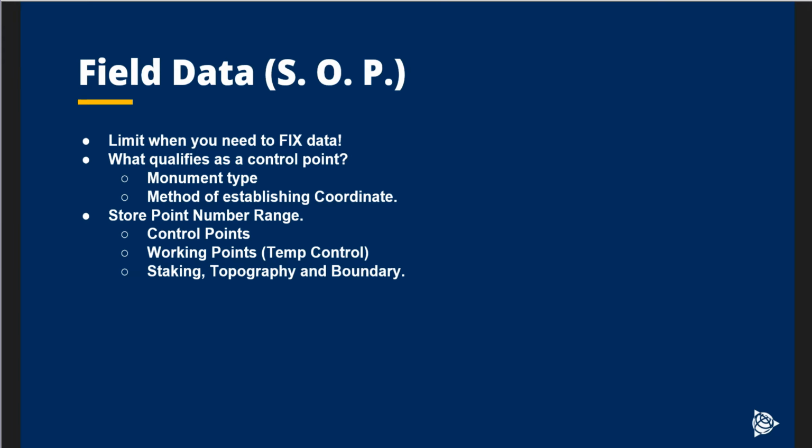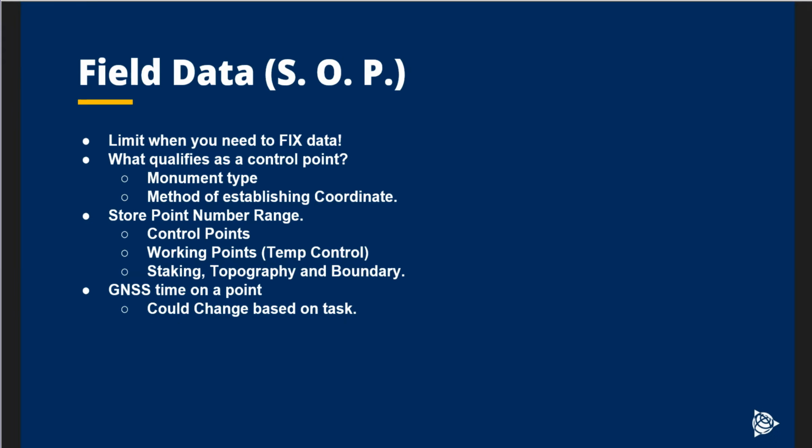The other thing in your SOP is data storage, in a specific job file or in a database, in TBC or even in CAD. What point numbers and ranges are you storing your points for different tasks? Does control have a certain range? Do working points for temporary control have a certain range? Staking, topography, boundary, do they have a certain range? What does that look like?